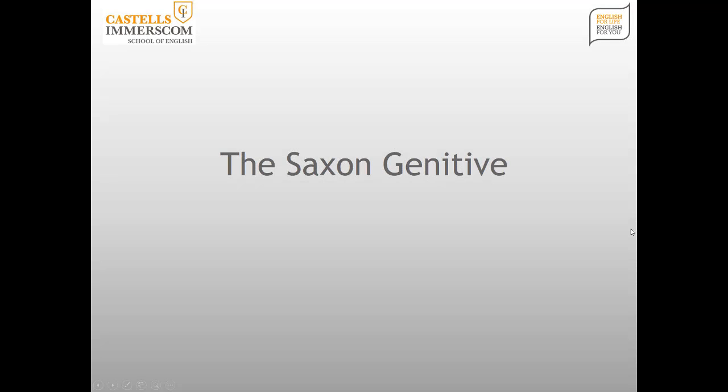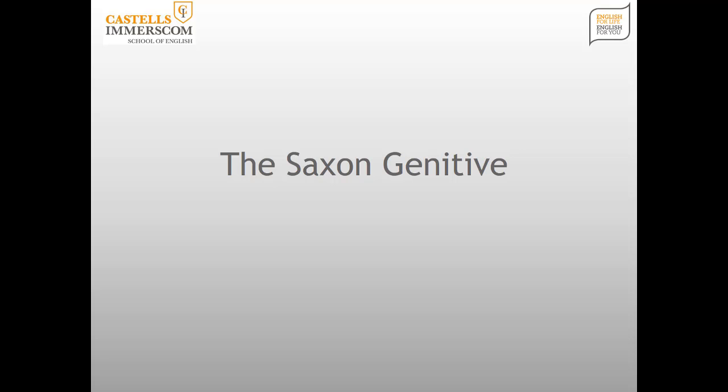Okay, in today's lesson, we're going to be looking at the Saxon genitive. The Saxon genitive is very important in English because it is used to talk about possessives, okay? Typically in Spanish, you always use the same structure. So you say, el coche de Pedro, okay? So the translation would be the car of Peter.